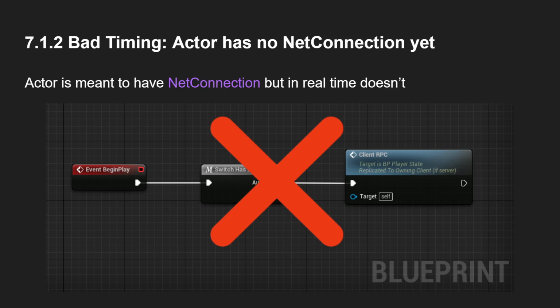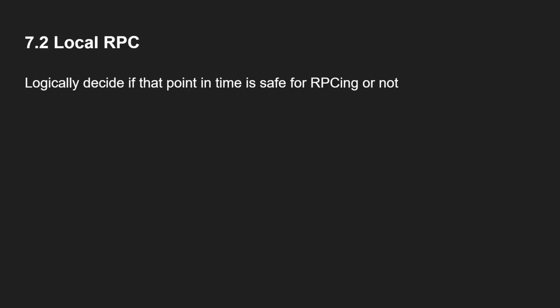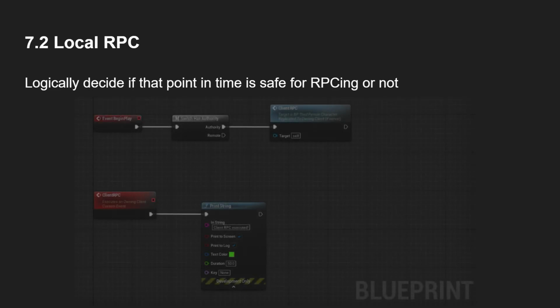And what would end up happening here is that it would fail miserably. So another scenario, another issue, is the local RPC. I chose to name it that way, and what I would always say here is to just logically decide if the point in time you are trying to RPC from is safe or not. And this comes again from the fact that you are able to read through source code, you are able to check knowledge sources and know about this stuff.